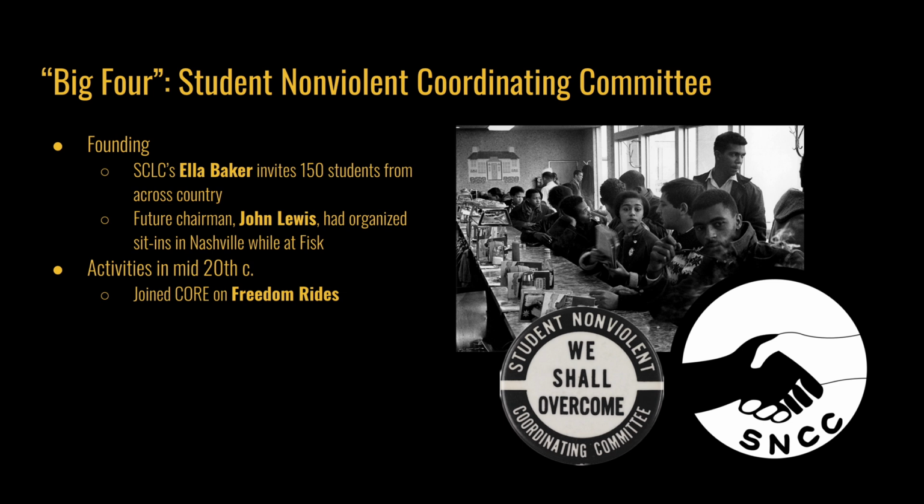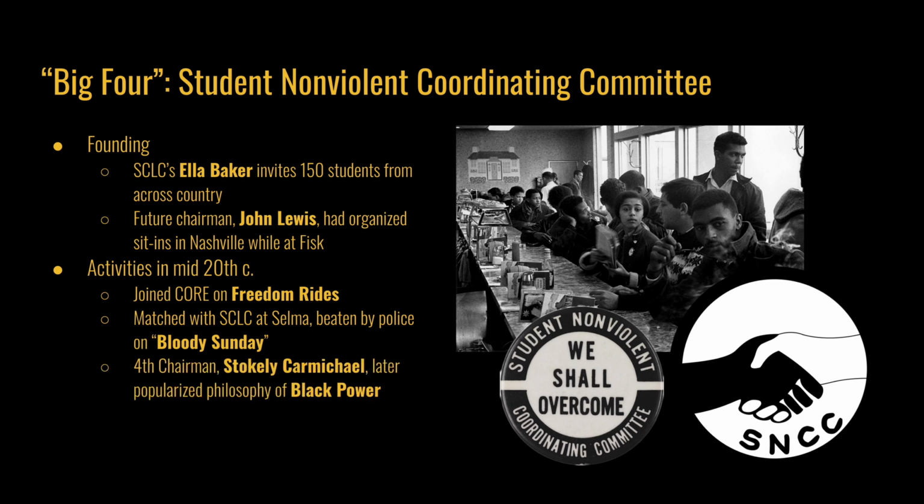SNCC also played a critical role in the Selma to Montgomery marches in Alabama, working alongside the SCLC. On March 7, 1965, during the first of these marches, later known as Bloody Sunday, peaceful protesters were attacked by state troopers on the Edmund Pettus Bridge. John Lewis, by then a prominent SNCC leader, was severely beaten. The national outrage that followed helped pave the way for the passage of the Voting Rights Act of 1965.